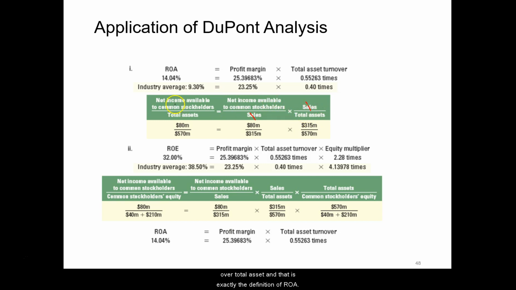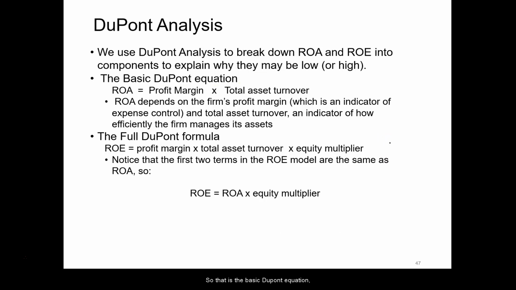And that is exactly the definition of ROA. So that is the basic DuPont equation: ROA equals profit margin multiplied by total asset turnover. Why do we break down ROA into these two different ratios? Because that way we can look at the profit margin and total asset turnover of the company and see which one of these two contributes to the increase or decrease of the ROA.